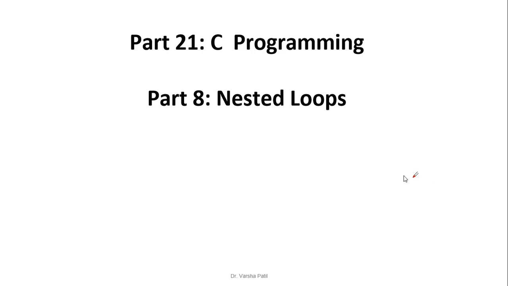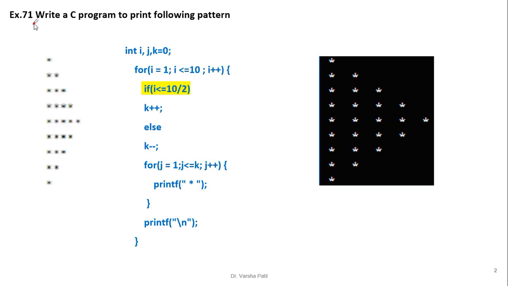This is the 21st video on C programming, and again I am going to continue with more exercises on nested loops. Now let us start. Program number 71. Write a C program to print the following pattern. Here we can observe 1 2 3 4 5, after that again 4 3 2 1.